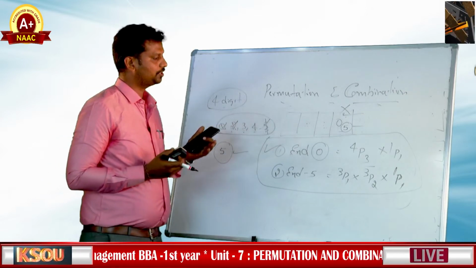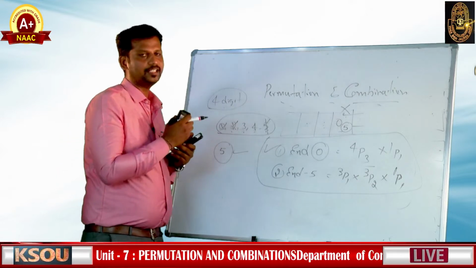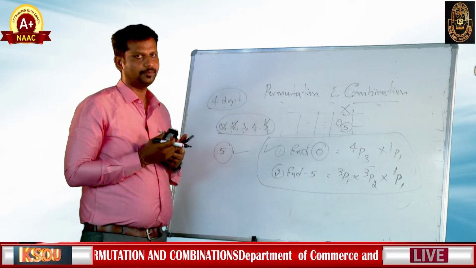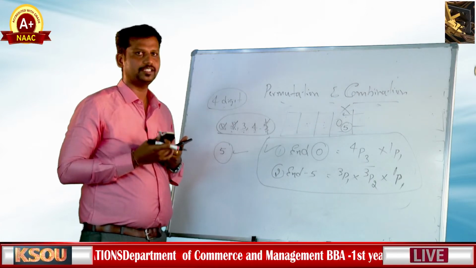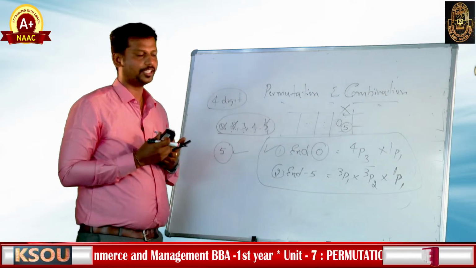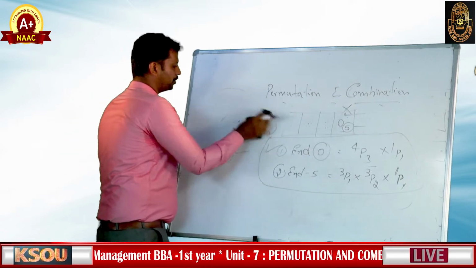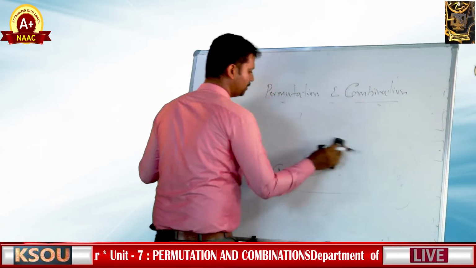In permutations we can have n number of application problems. So along with the KSOU study materials, you should take some other quantitative techniques books from a book house. We can refer to additional problems. Okay, so shall we go to the next problems, related to combinations.